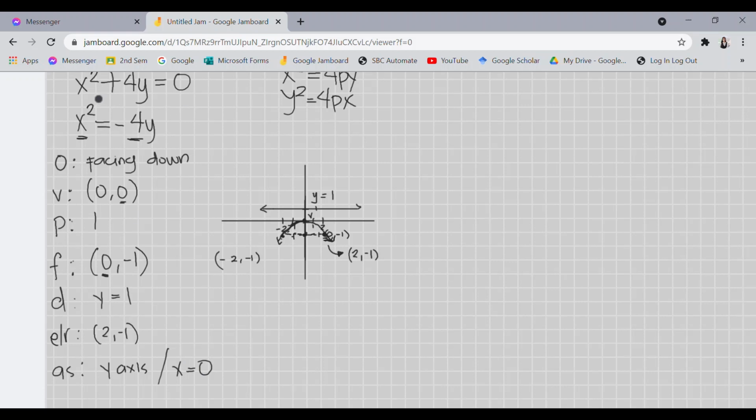So, from the equation x squared plus 4y equals 0, you now have your standard form of equation, x squared equals negative 4y, whereas it is facing down, its vertex is at (0, 0). The value of p is 1, that is 4 divided by 4. The coordinate of your focus is (0, negative 1), since it's going down. The equation for the directrix is y equals 1, since it's on the upper part of your parabola. The endpoints of the latus rectum are (2, negative 1) and (negative 2, negative 1). And your axis of symmetry is the y-axis, or simply x equals 0.